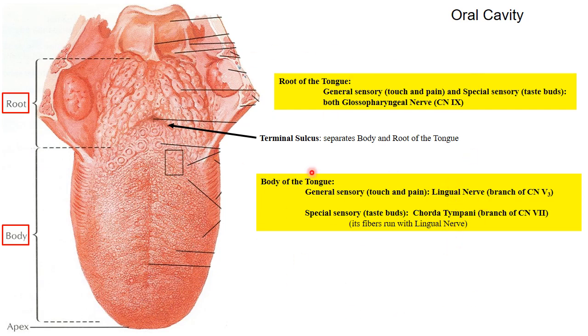So this slide is primarily just review of the sensory innervation of the tongue. I forgot to point out here, there's a little chevron-shaped line right here that is the formal separation between the body of the tongue and the root of the tongue. This is called the terminal sulcus. Remember, sulcus is a groove, and that's the formal boundary between the body and root of the tongue.